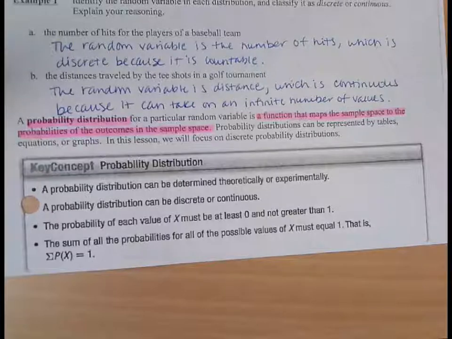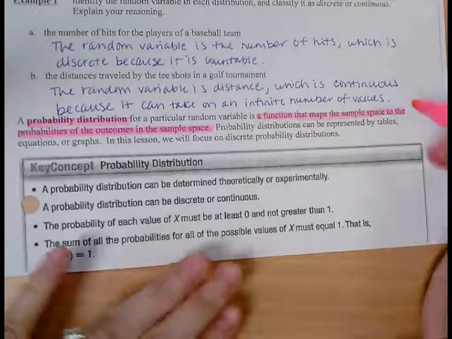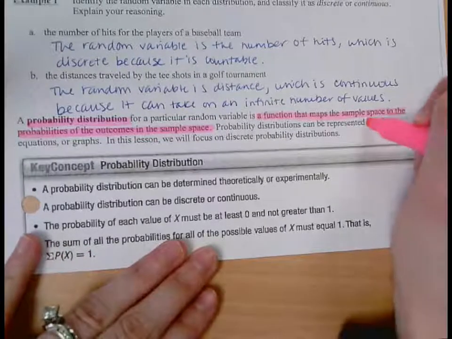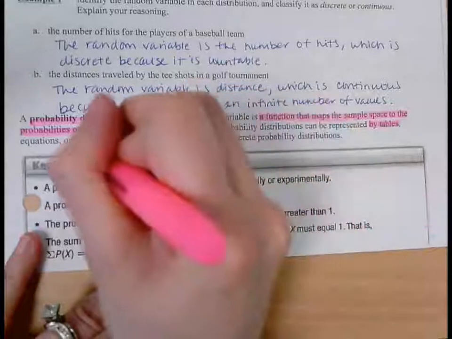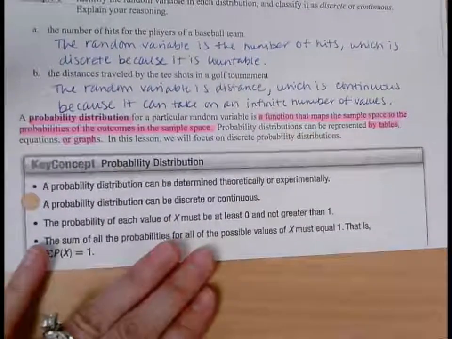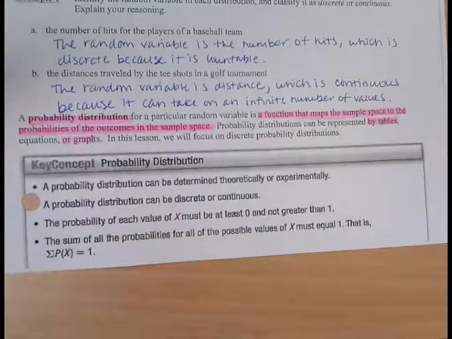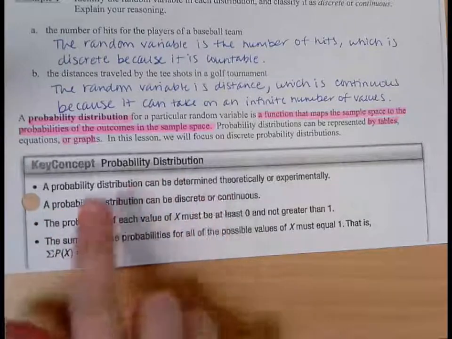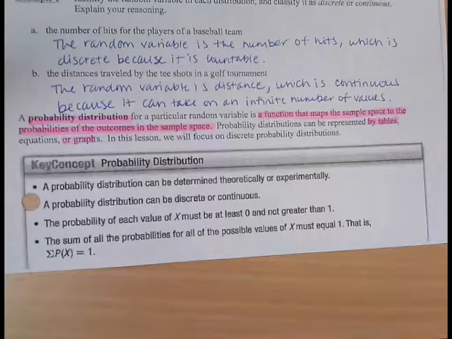Probability distributions can be represented by tables, equations, or graphs. So we are actually going to be representing them by tables. We'll be making a table as well as drawing a graph of it. So we'll be making a bar graph. And like I said already, we're focusing on discrete probability distributions where you do have a fixed number of outcomes. And I just have some additional information below dealing with not only probability distributions, but probability in general.